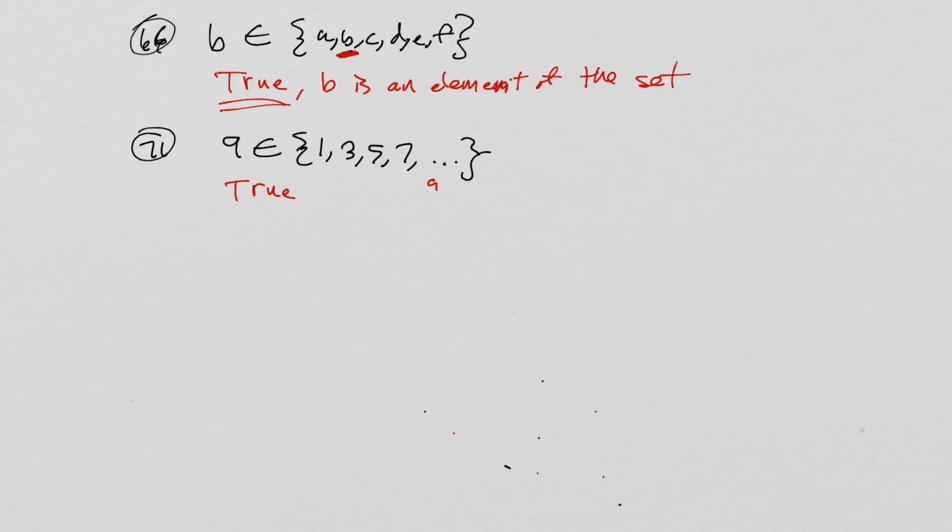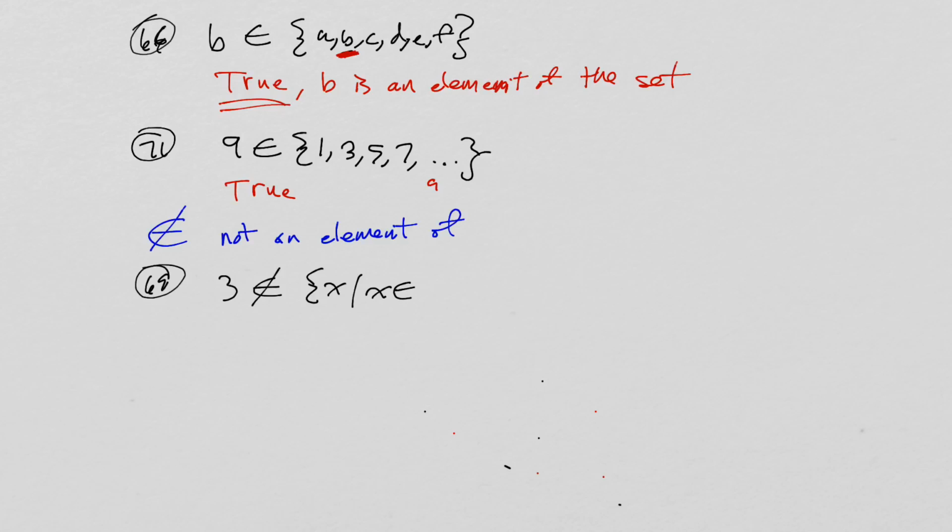So if you see this symbol, this just means not an element of. Like 69. Three is not an element of natural numbers, and x is odd. And that is false because it is a part of that. So this will be false.